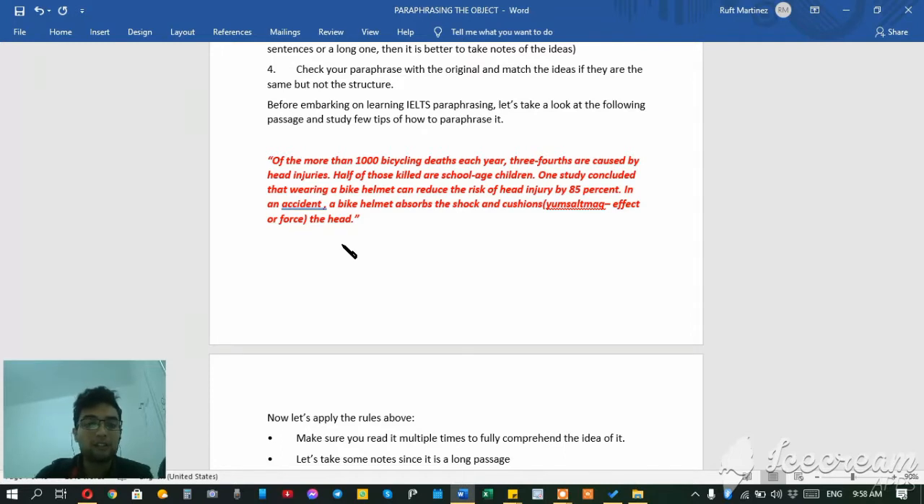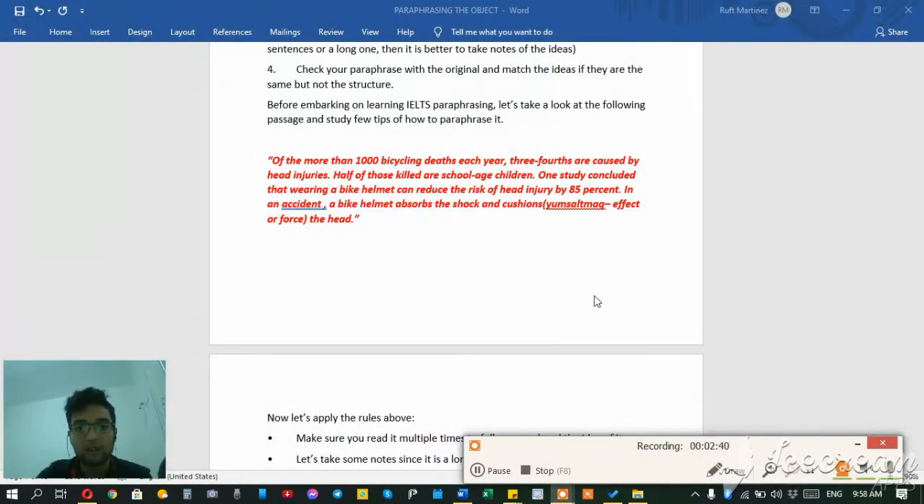One study concluded that, conclude, which means agreed or ended up, or showed, actually you can say. One study concluded that wearing a bike helmet, you know what a bike helmet is, can reduce the risk of head injury by 85%.